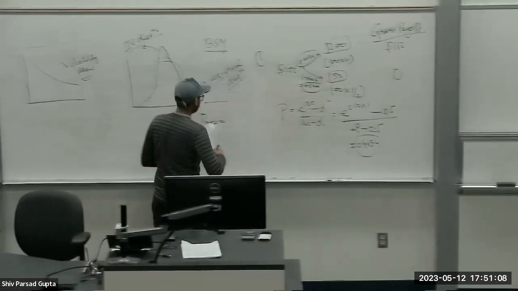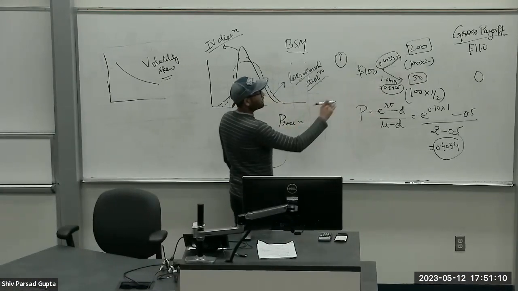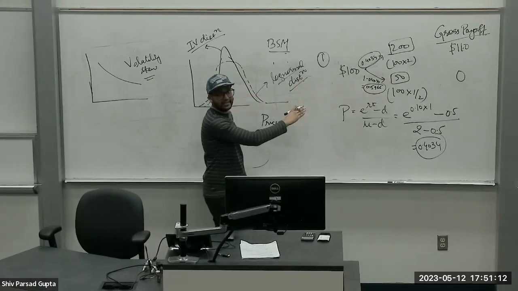So the price of the option will be 110 we are earning, right? But what is the probability that we'll be earning 110? It's basically 0.4034. What is the probability that we'll be earning $0? It's 0.5966, right?